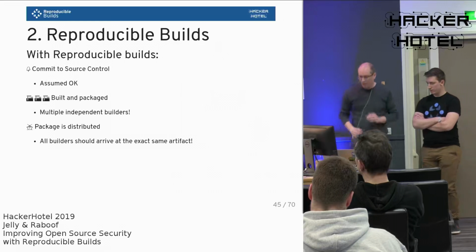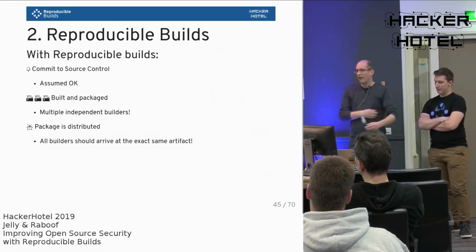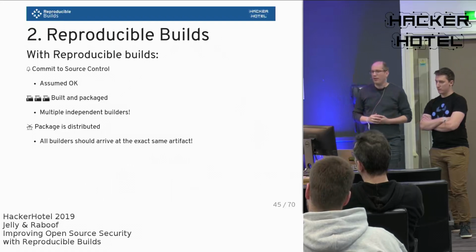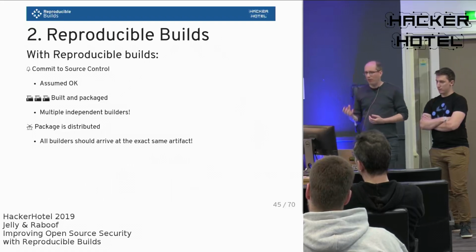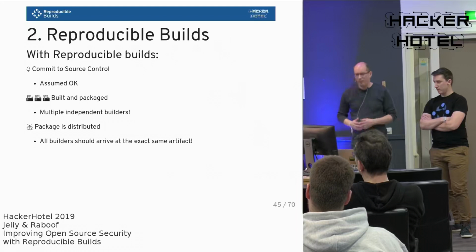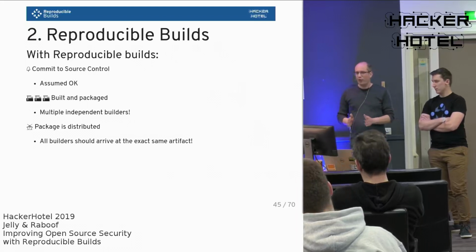But for this to happen, so this sounds pretty simple and obvious, right? But for this to happen, we need to remove unreproducibility from the build and package step. And that's the practical work that we need to do to achieve the goal of reproducible builds. Jelle will go into some sources of unreproducibility in a little bit.